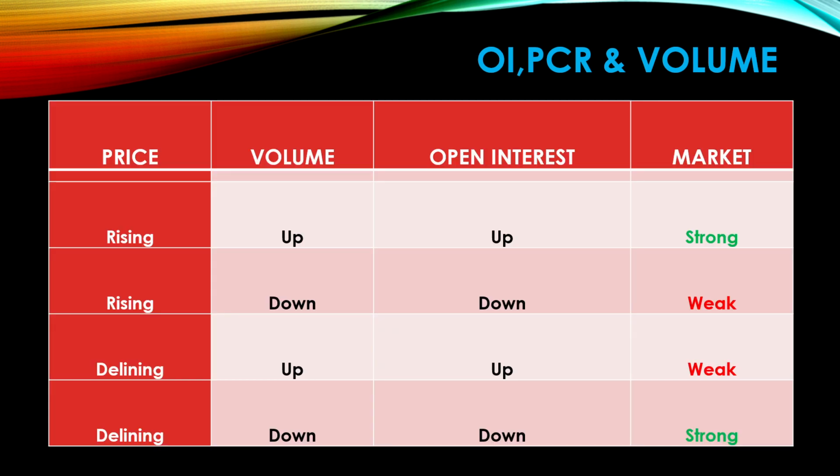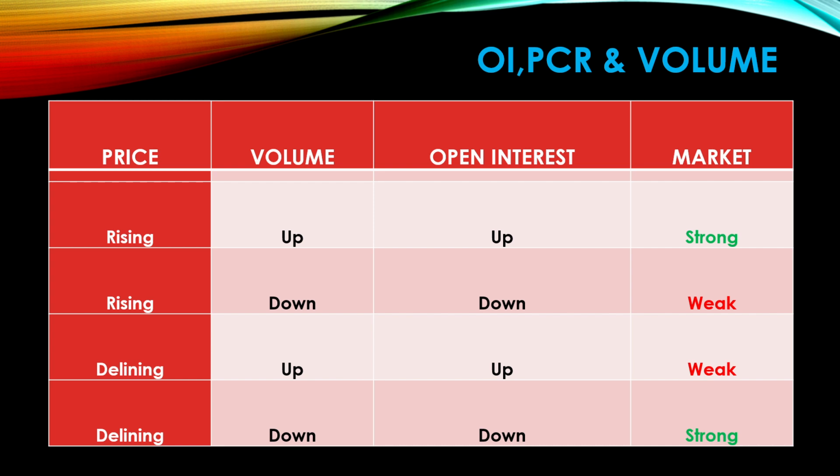So here there is a chart which shows what actually gives a clear direction whether market is strong or weak. See, the price is rising. The first example, volume is up, open interest is up, so market is strong. Look at the second one, price is rising but volume is down, open interest is down, then the market is weak. Even though the price is rising, market is weak. Why? Because there is no volume and there is no open interest.